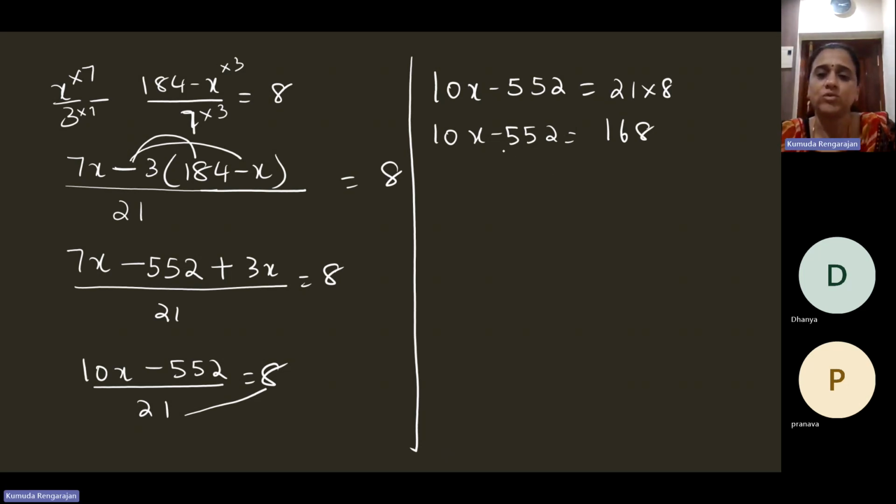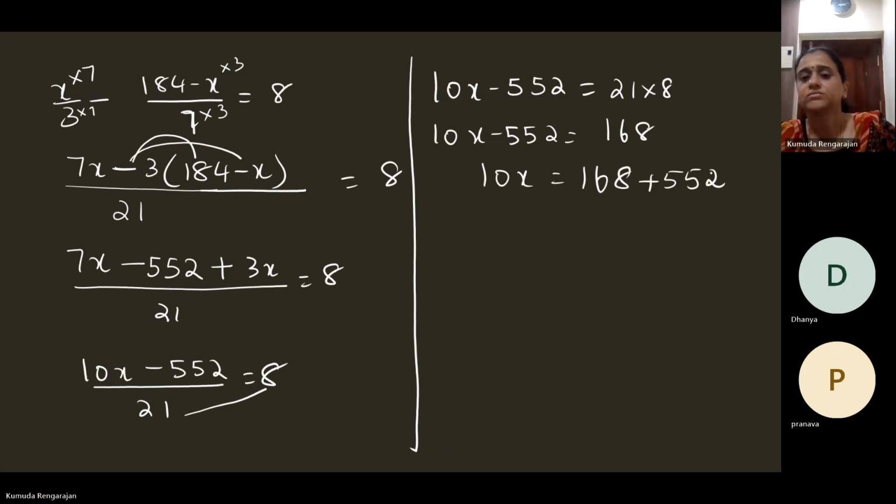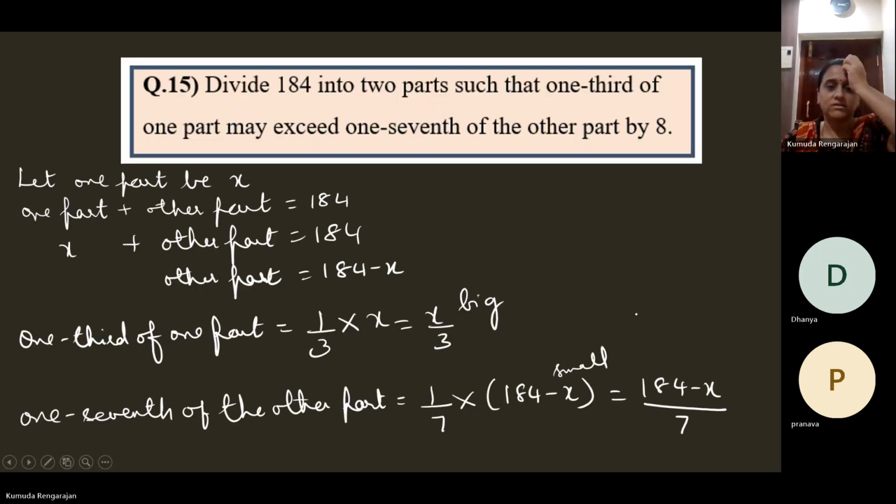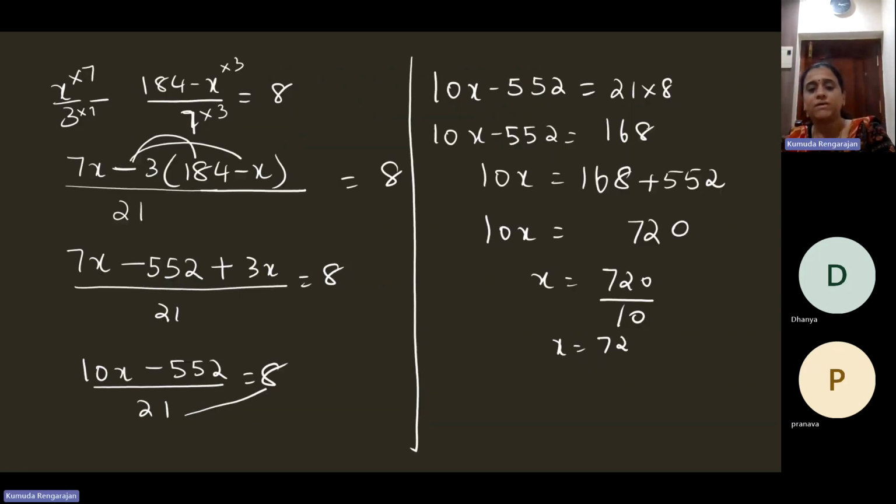Now this minus 552 has to go to the other side, plus 552. So 10x is equal to 168 plus 552, which is 720. Correct? Yes. So x is equal to 720 by 10, x is equal to 72. What's the question? Divide this in two parts so that, yeah. So this x is one part. One part is 72.